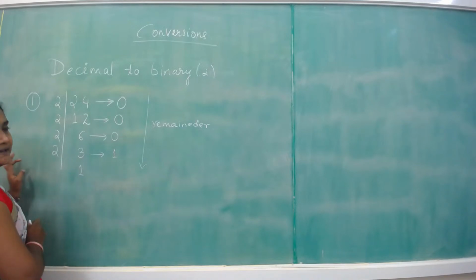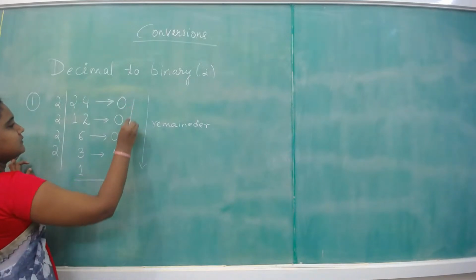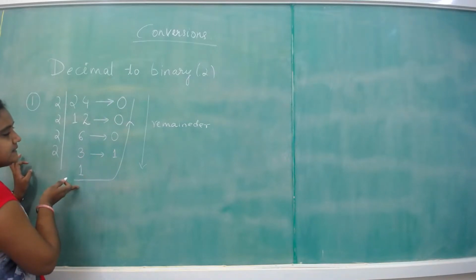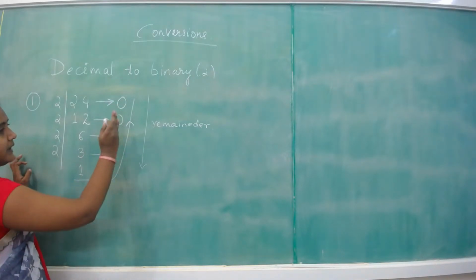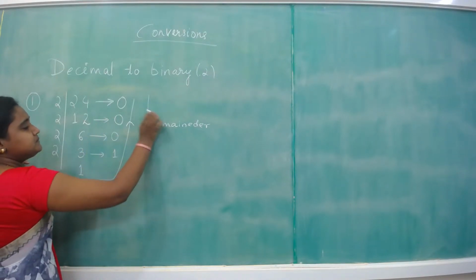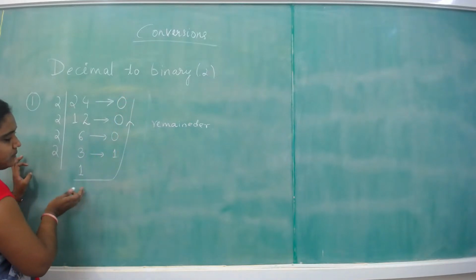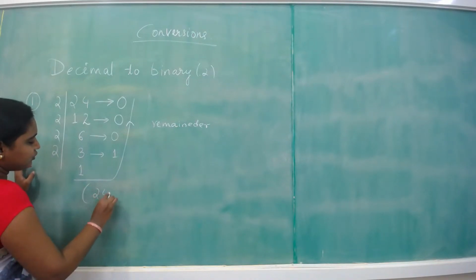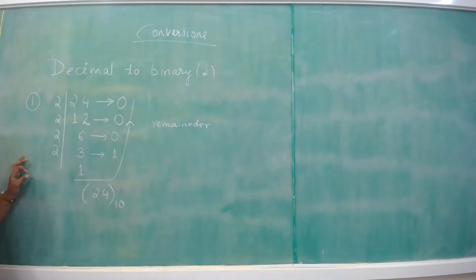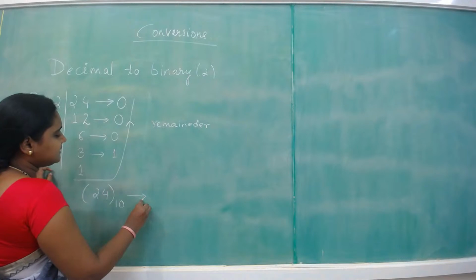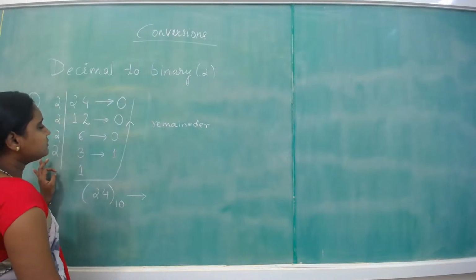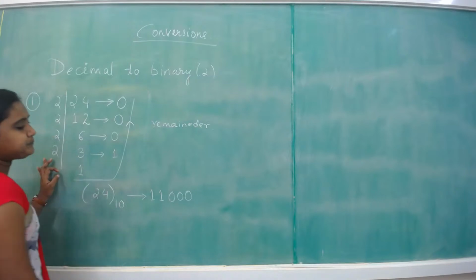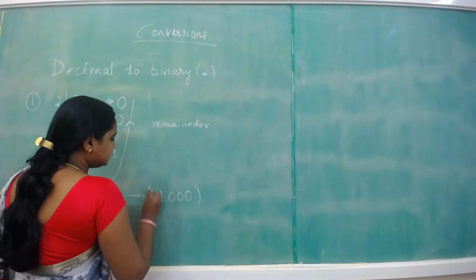So this is the binary conversion. We keep writing the remainders from upward to downward, but while writing the final answer in binary, we have to go from down to upwards. This arrow is just to keep writing the remainders in this form, but while writing the binary number, we go down towards up. So 24 base 10 gives you 11000.